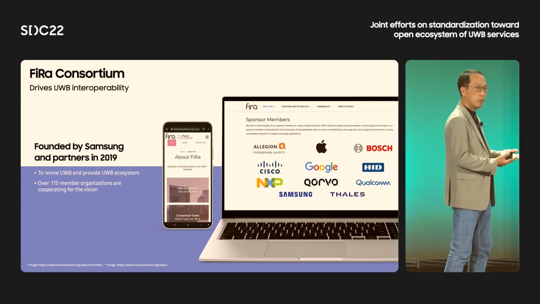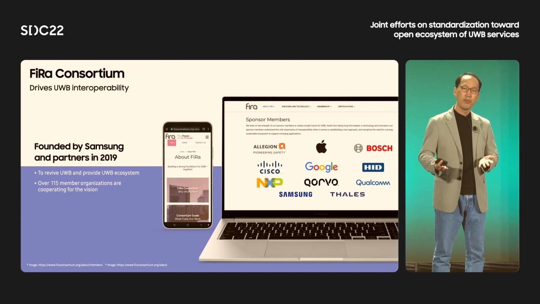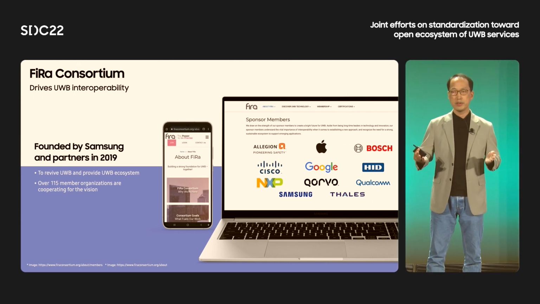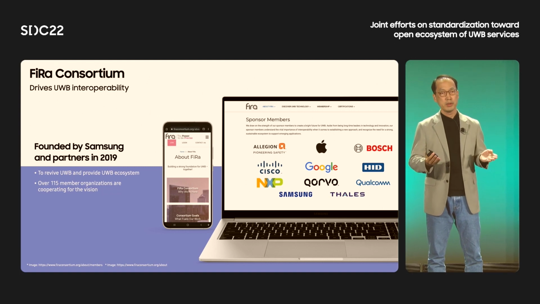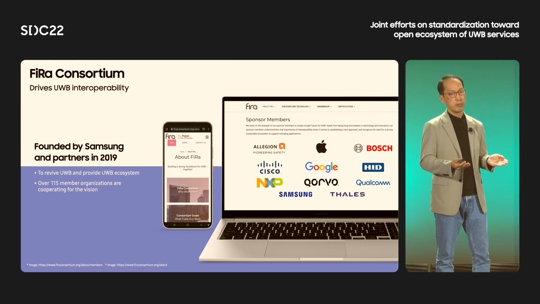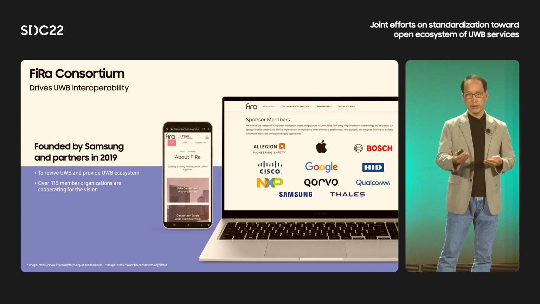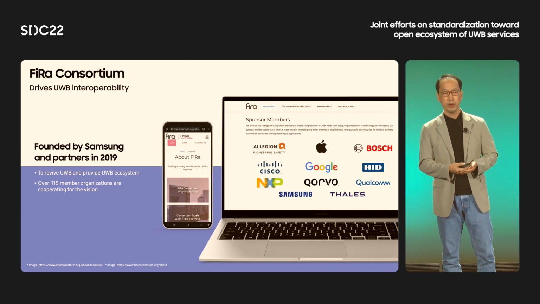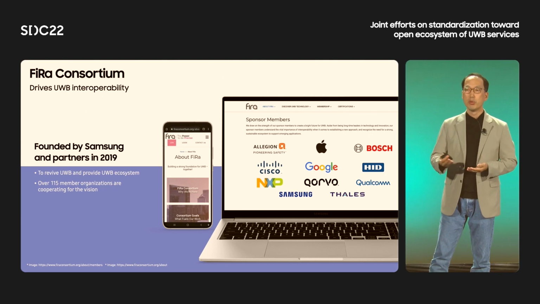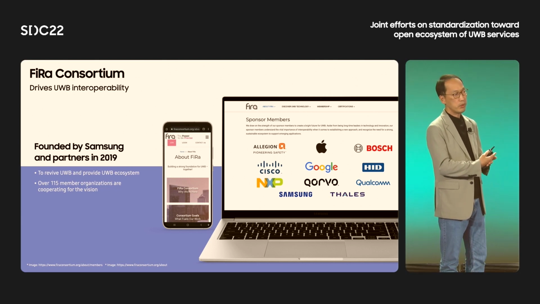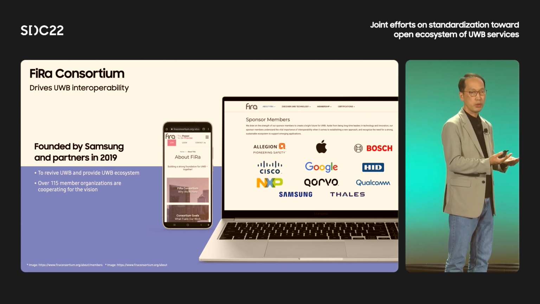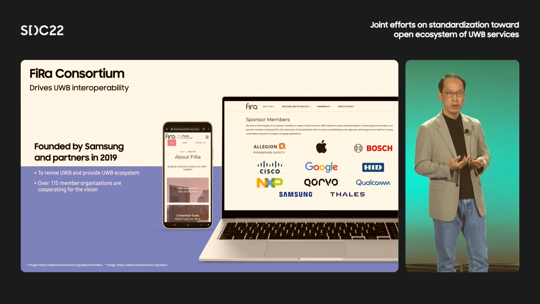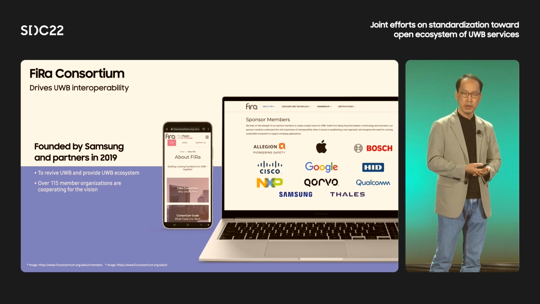For example, Wi-Fi and Bluetooth are widely used in connected devices today because the Wi-Fi Alliance and Bluetooth SIG provide interoperability through their own certification programs. So we decided to form a consortium which takes a role to provide interoperability and accelerate the ecosystem in the market.